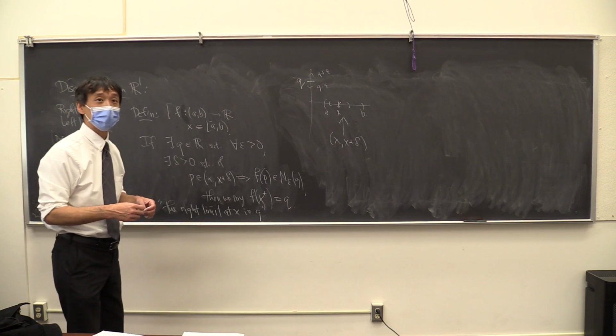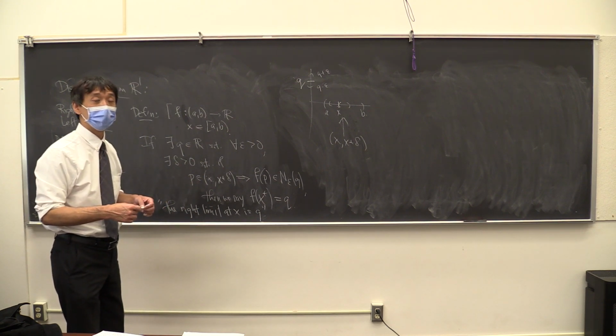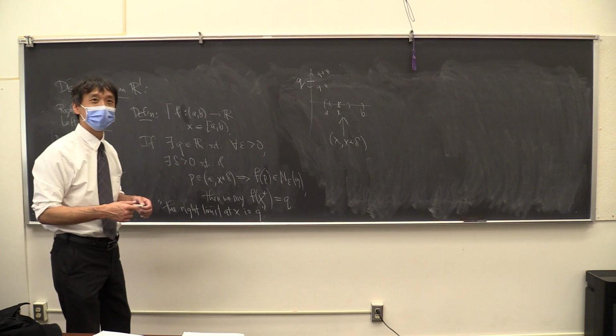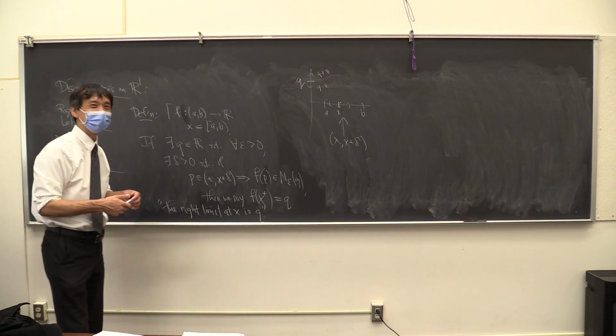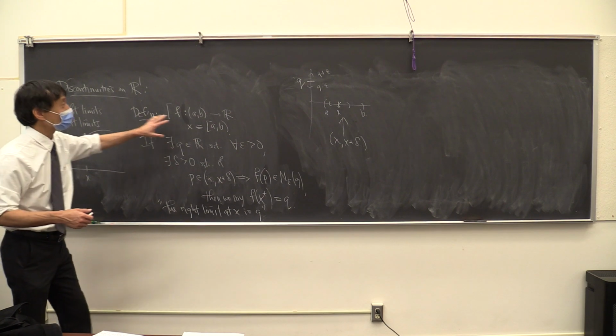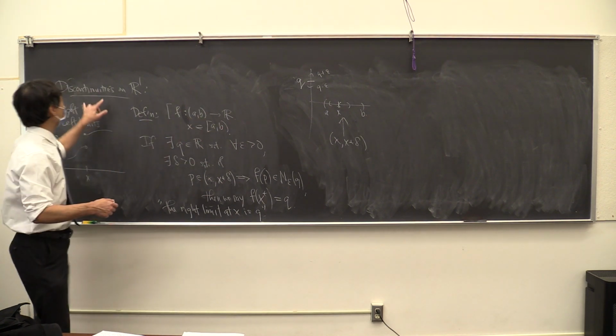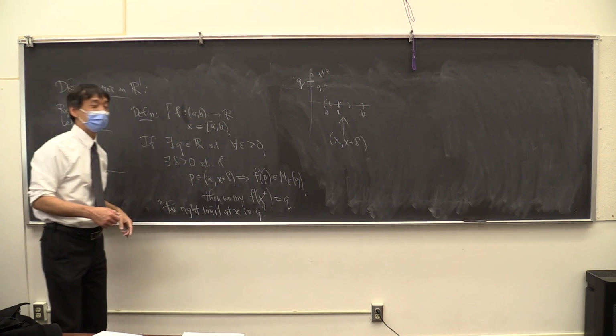I'm wondering how you would define left and right limits on a non-one-dimensional space. You can't. That's why this is in R. Okay, great. That's why this discontinuity is in R.